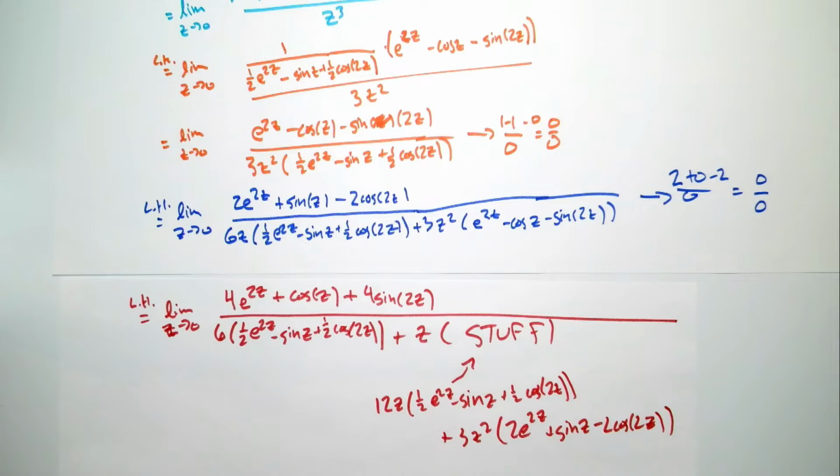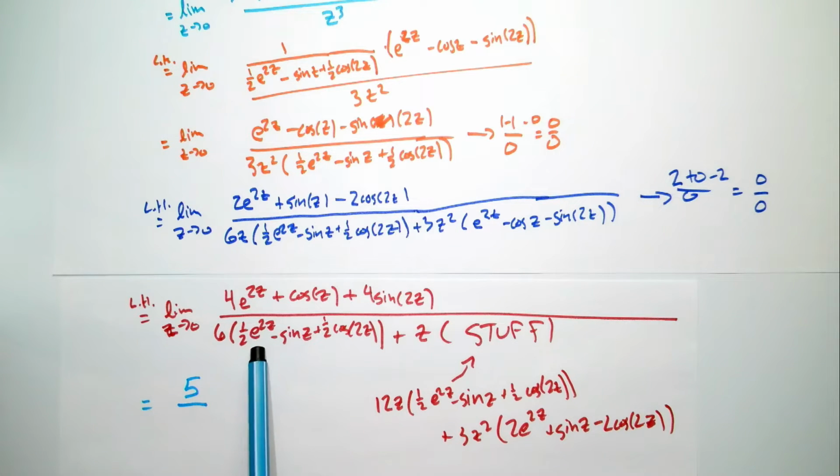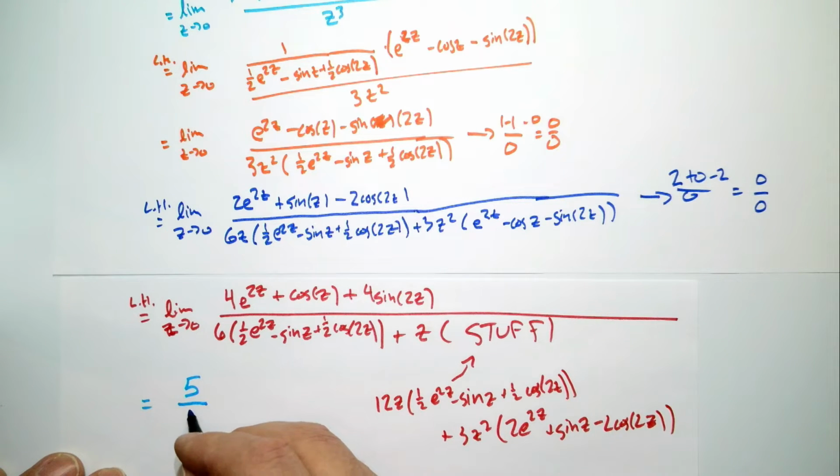Now, what happens upstairs? What do you get? Well, 4 plus 1 plus 0, which means game over. Whatever happens, it's about to happen now. 5. What happens downstairs? Well, the z times the stuff, because z is 0, it's going to knock out all of that. Okay, so that's gone. The 6 is the 6. How about that part? Well, it's 1/2 minus 0 plus 1/2, which gives us 6.